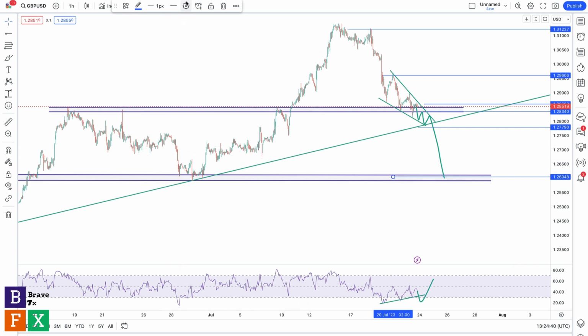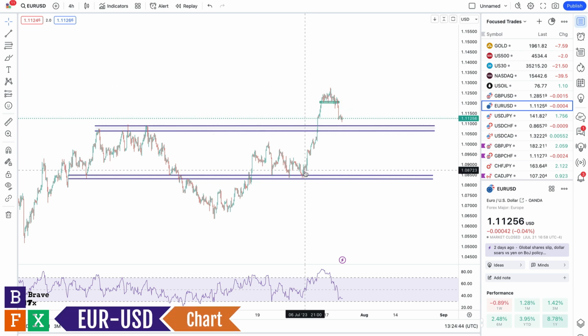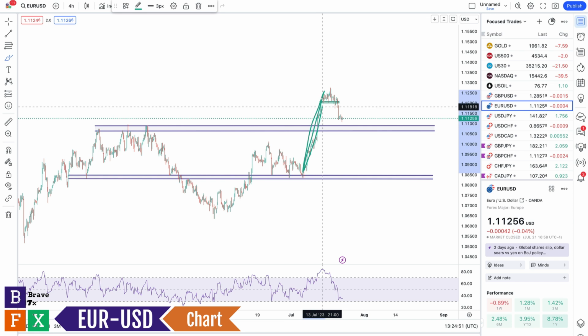Moving on, we're going to talk about EUR-USD real quick. So EUR-USD, we had a very nice bullish run over here, and this is a 4 hour chart, by the way. We had a bullish run, a good consolidation up here, and then a reversal.